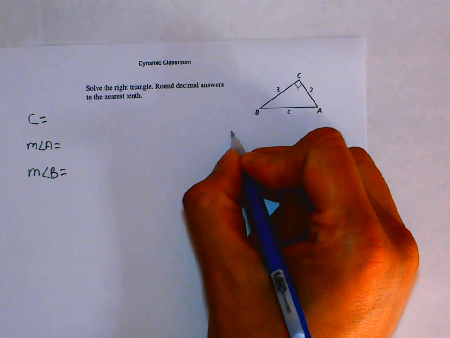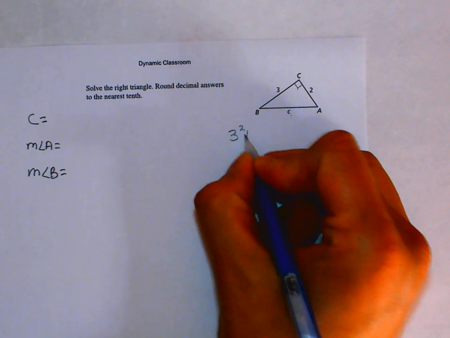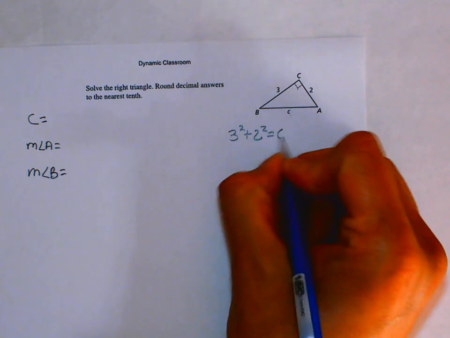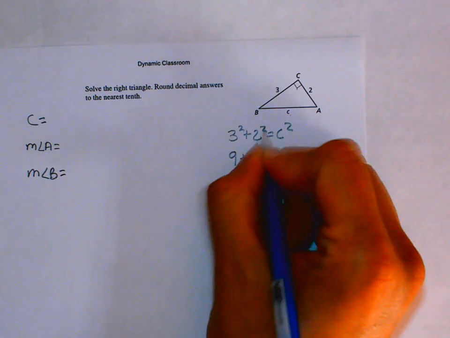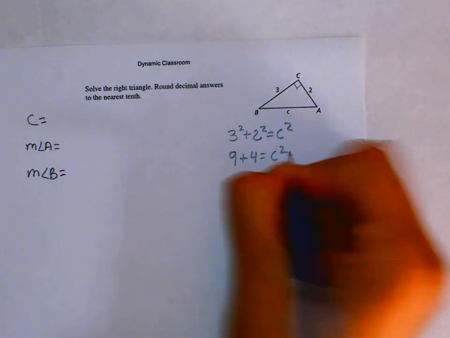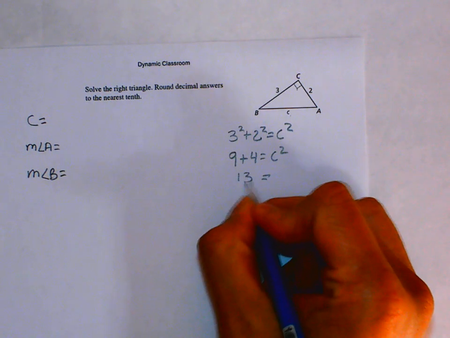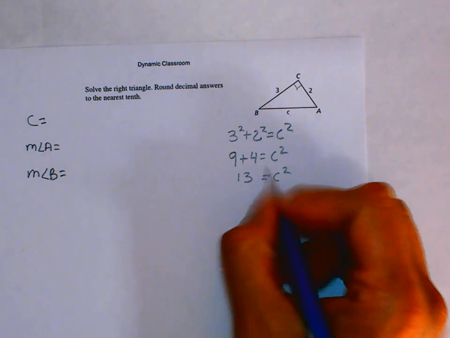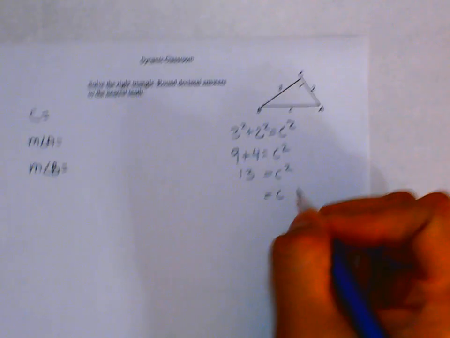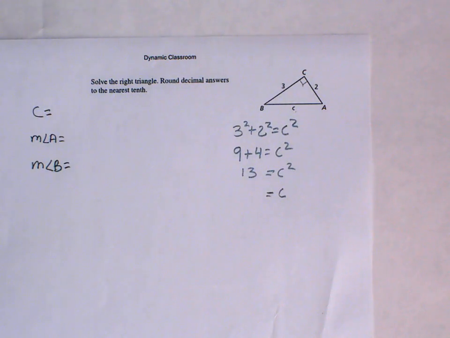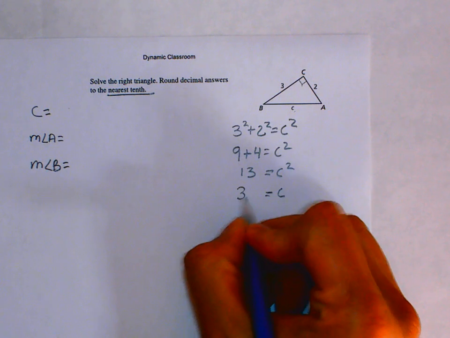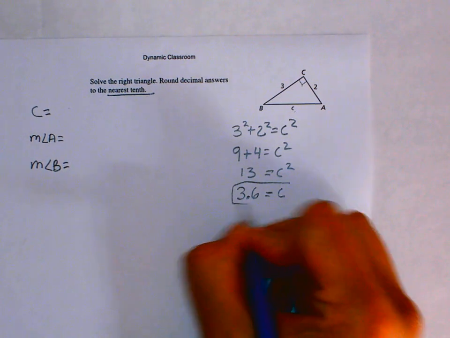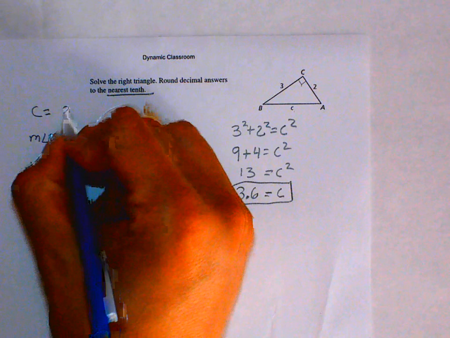Let's find C first. 3 squared plus 2 squared equals C squared. That's going to give me 9. That's going to give me 4. And then that's going to simplify to give me 13. Take the square root of both sides, and C is going to be the square root of 13. So when I put that into the calculator to the nearest tenth of a decimal, that's going to be about 3.6. Okay, so 3.6.